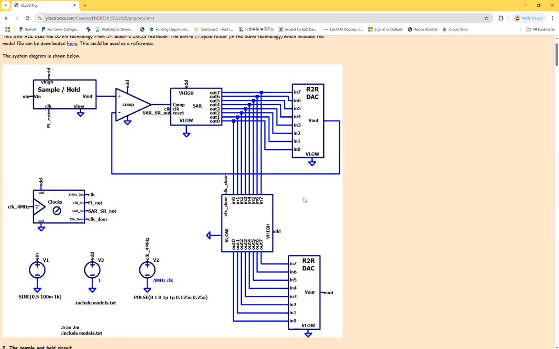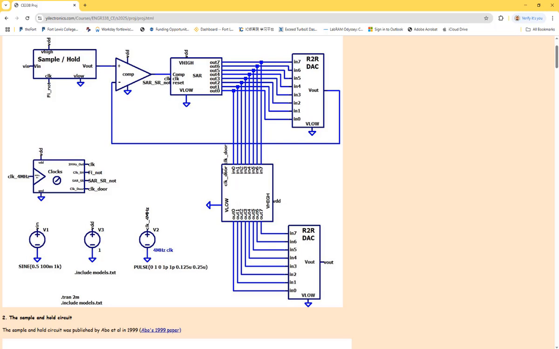you see the entire diagram starting from sample and hold and comparator, and then the SAR block. The DAC converts all the digital values into analog voltage and feeds it back to the comparator to get you all the comparator outputs, right? For the SAR ADC, for the SAR block.